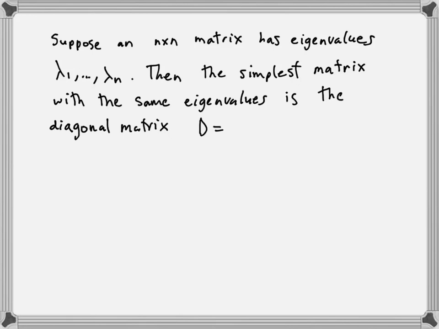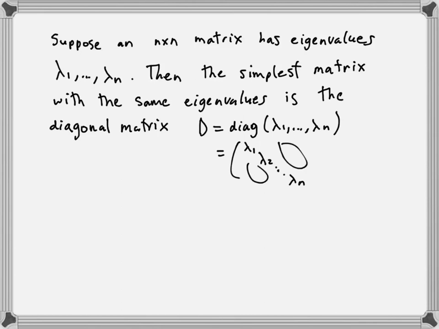What you do is you just put the eigenvalues on the diagonal. So the way we notate that is like this: lambda 1 to lambda n. What does that look like? It just looks like this: lambda 1, lambda 2, lambda n. Everywhere else is a 0, right? This is what we're talking about.